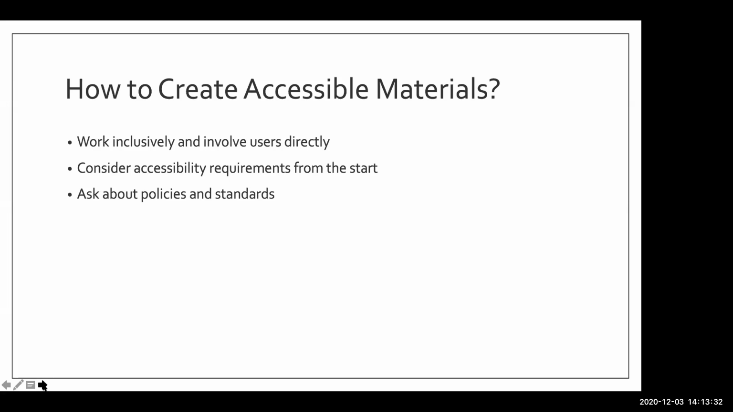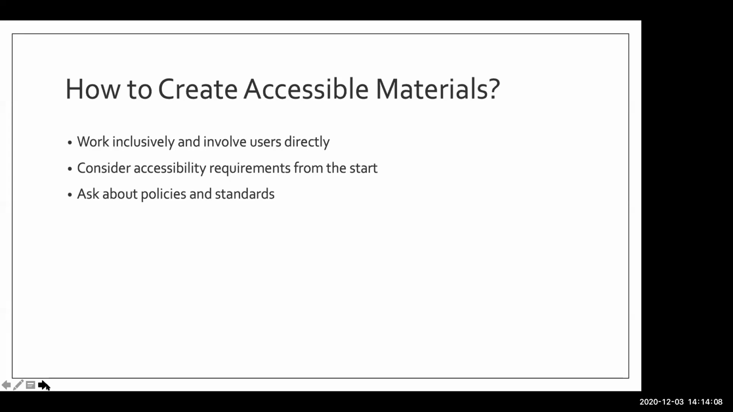So how to create accessible materials, right? We're here today to talk particularly about accessible content. One important thing to do is to work inclusively and to involve users directly. So having a diverse workforce, listening to your own perspective or the perspective of your colleagues, and also applying user experience techniques to bring in members of the public who have disabilities and can speak to their needs, and make sure that we're building inclusively and thinking about our holistic public.